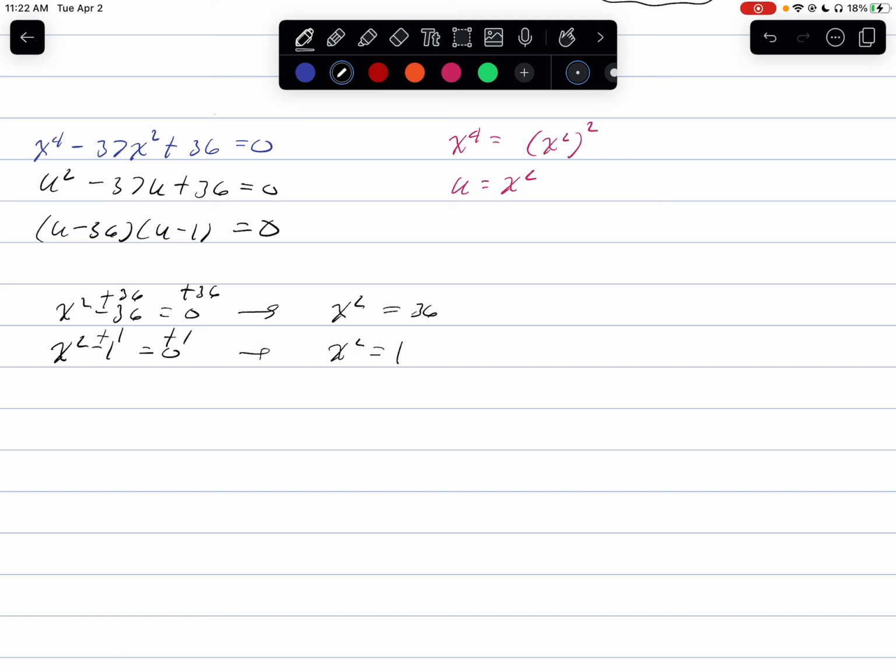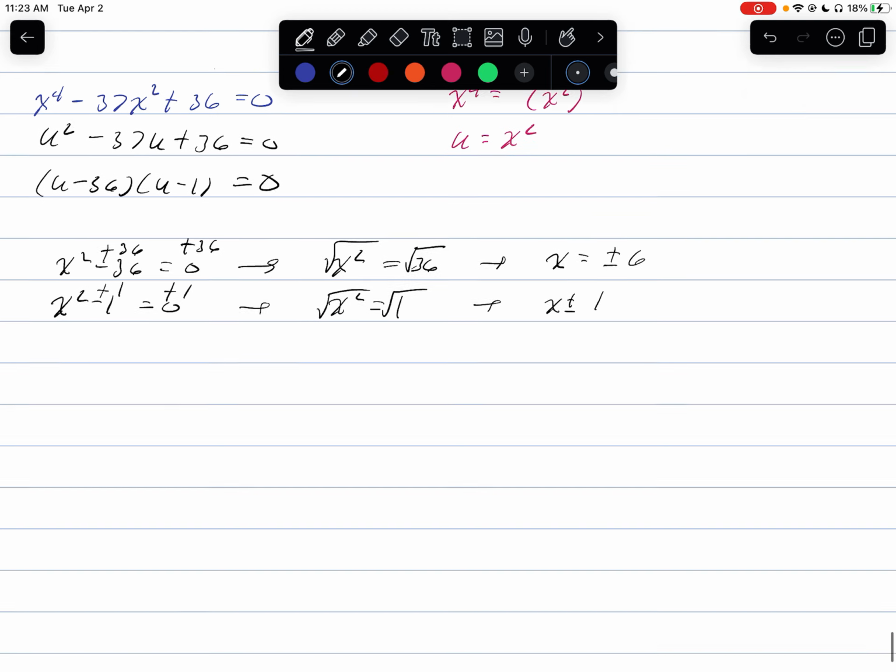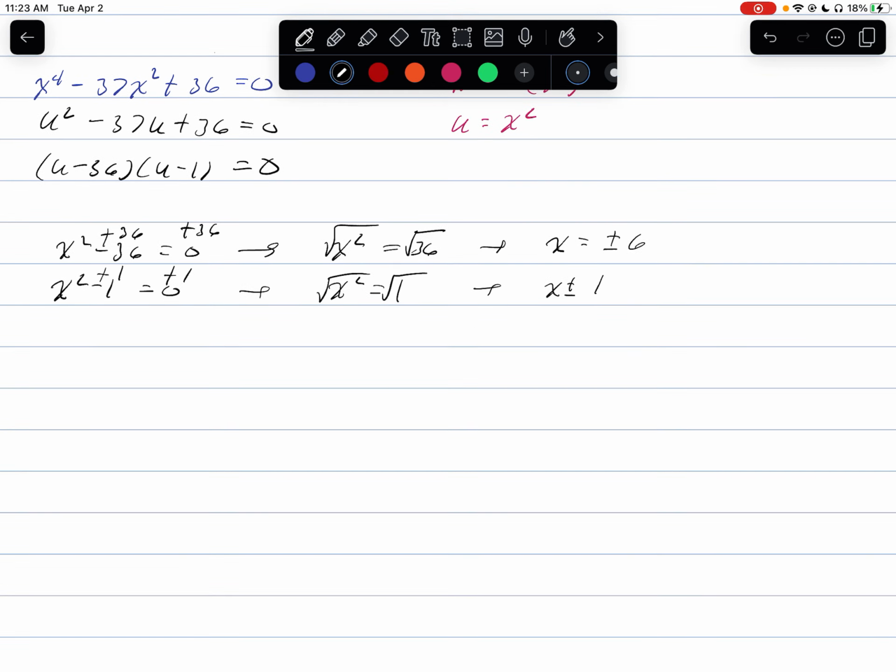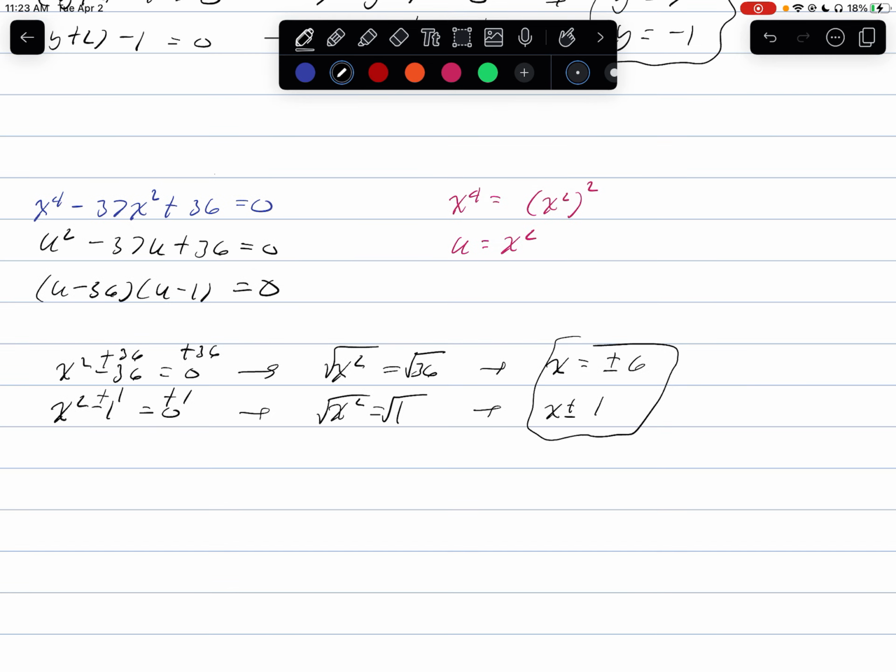And then what we can do is we can just take the square root of each side. And over here, that's going to give us x is equal to plus or minus the square root of 36, which is just 6. So we have plus or minus 6. And then similarly here, we'll have x is equal to plus or minus the square root of 1, which is just 1. So our solutions are x equals positive and negative 6 and x equals positive and negative 1. Okay, so that's what that's going to look like. And since it's a degree 4 polynomial, that makes sense that we're going to have 4 solutions.